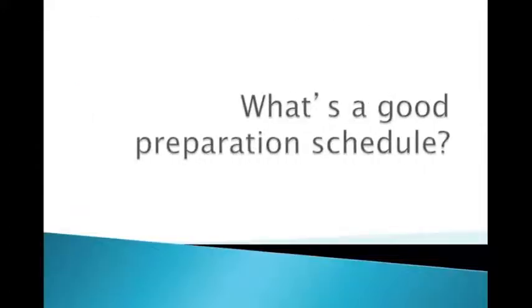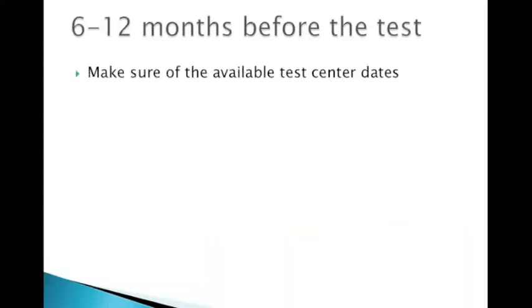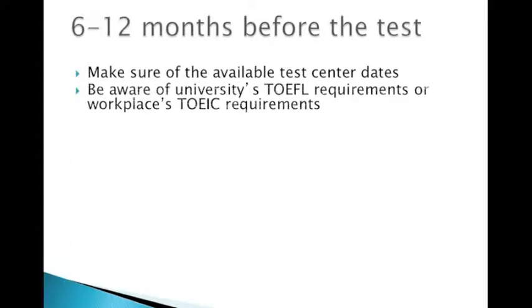Now, speaking of preparation, what's a good preparation schedule? Well, again, if you're thinking about 6 to 12 months out, you have to make sure, first off, you know that the test is available. And be aware of any requirements that the particular university or workplace that you're looking for. So, for example, if you need a 60 or 66 on the TOEFL from the university, make sure you're aware of what those minimum requirements are.